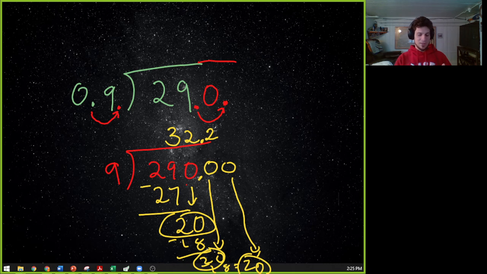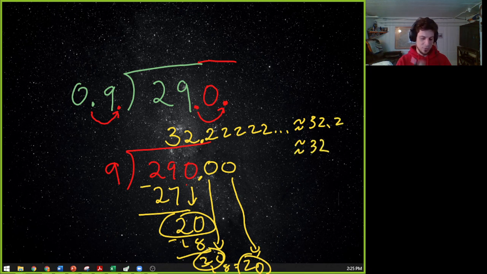So I can guess that this is 32.2, 2, 2, and this is never going to stop. This is a repeating decimal. So you could round this. If you want to round it to the tenths place, you can say this is about 32.2. If you want to round it to a whole number, you can say it's about 32.